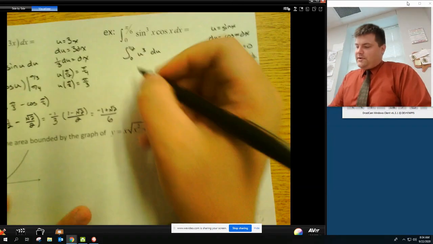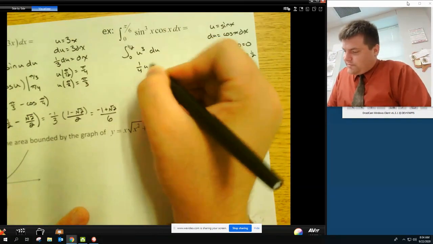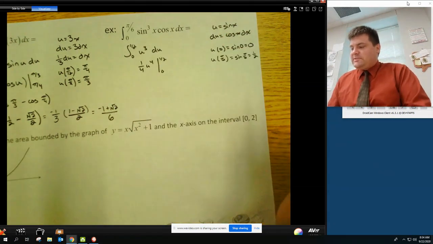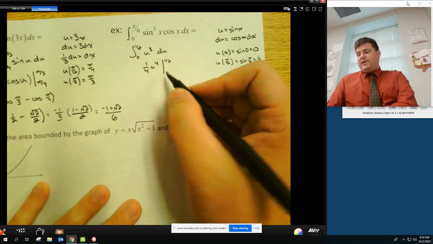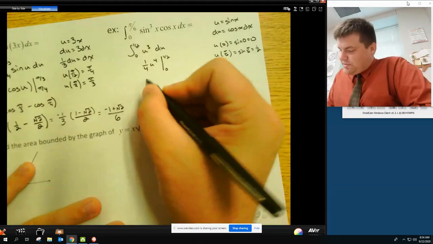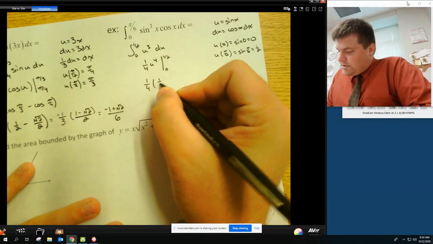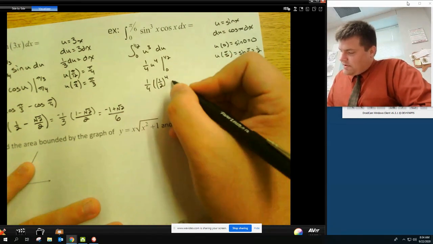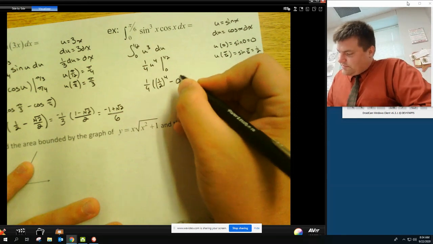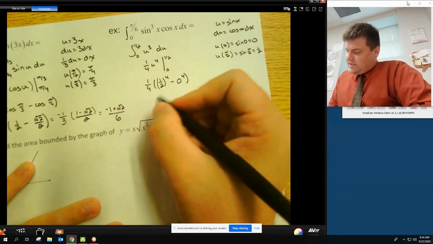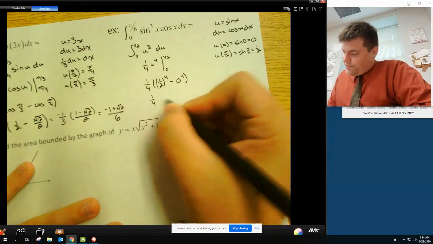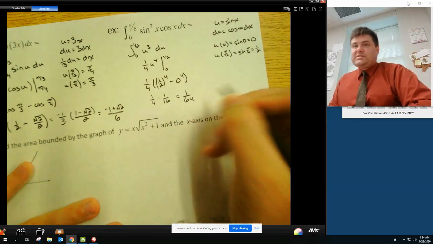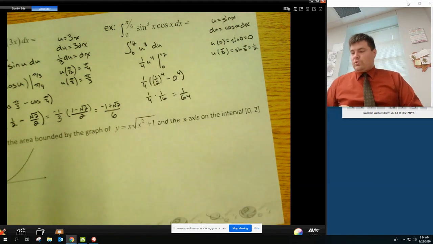Very straightforward from here. You're going to get 1/4 u to the 4th. Evaluate that from 0 to 1/2. What is super nice about this is since I have the 0, if I plug that in, it's just going to go to 0. So I'm left with 1/4 times 1/2 to the 4th minus 0 to the 4th, which is going to give me 1/4 times 1 over 16, which is 1 over 64, or u sub.